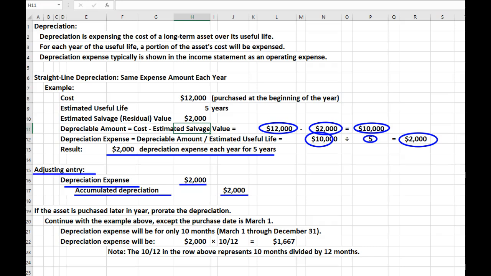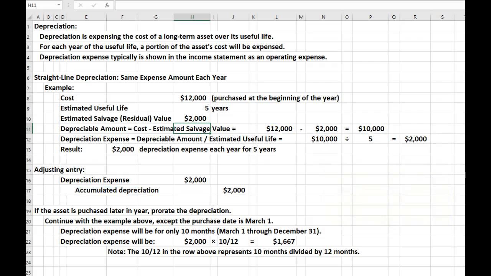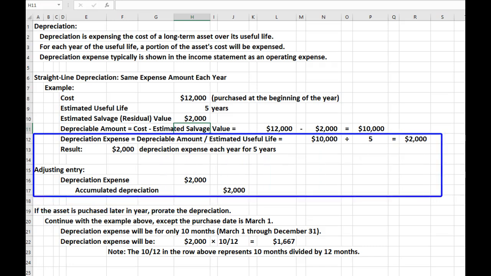And so at the end of the second year, make the same entry, debit depreciation expense $2,000, and credit accumulated depreciation $2,000. That puts $2,000 more in the accumulated depreciation account. So at the end of the second year, you're going to have on the balance sheet equipment cost $12,000 less accumulated depreciation $4,000.